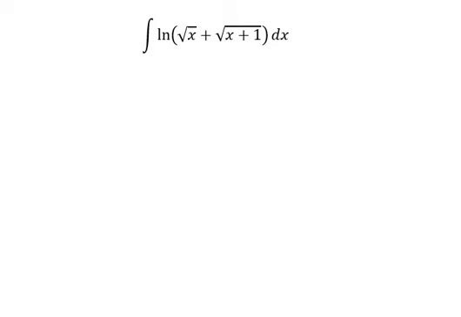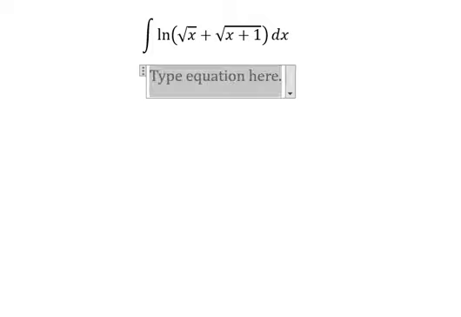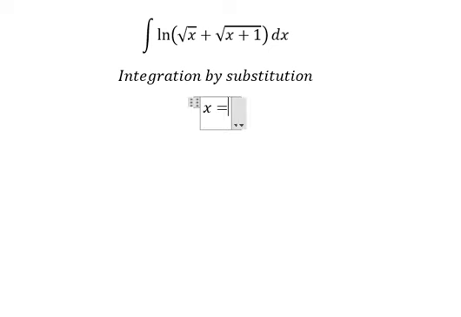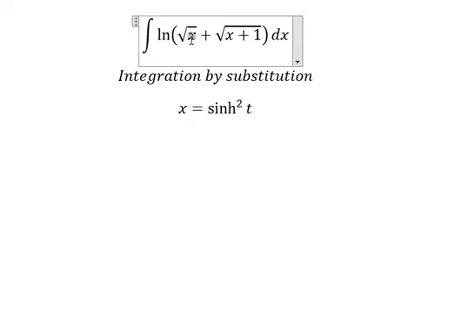So today I want to talk about integration. So we can use integration by substitution. So I will put x equals sinh t squared, because if I put this one here and here, sinh t squared plus 1, that is about cosh t squared. This one we cancel the square root, this one we cancel the square root.